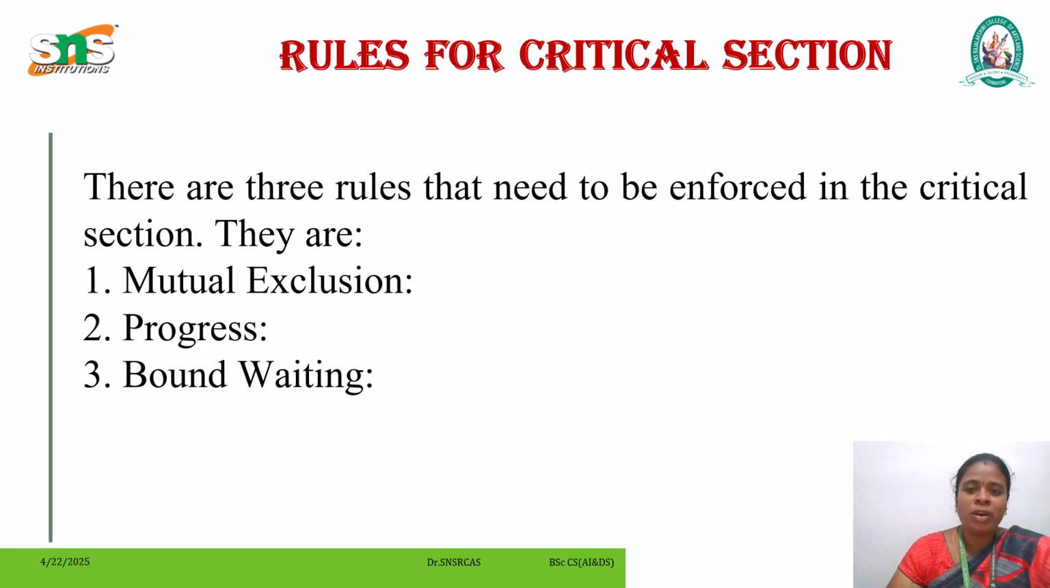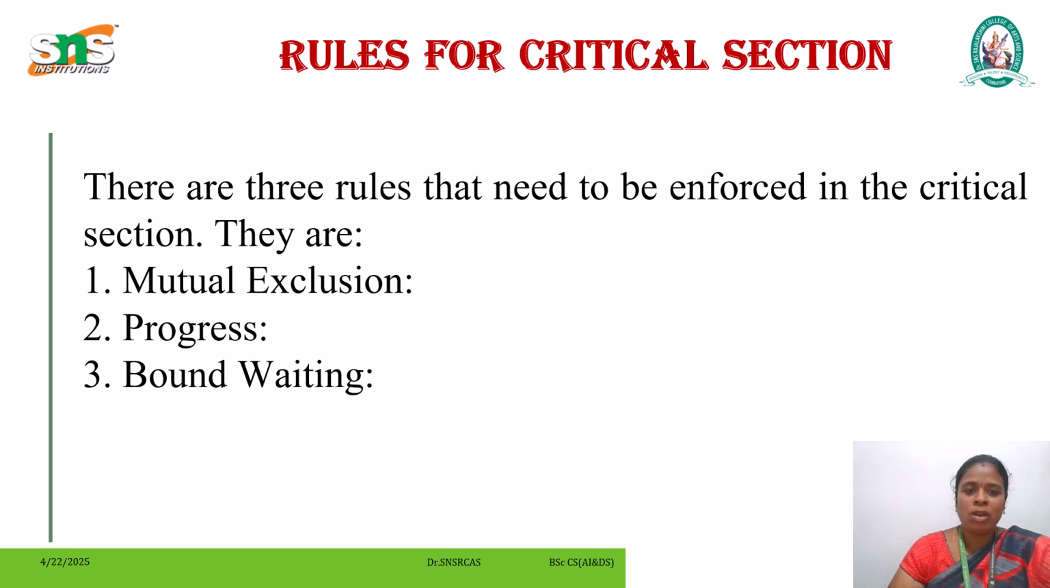Next one, rules for the critical section. There are three rules for the critical section. First one is mutual exclusion. Mutual exclusion is a special type of binary semaphore used to control access to shared resources. It has a priority inheritance mechanism that helps to avoid the extended priority inversion problem. Only one process can execute in the critical section at a time.